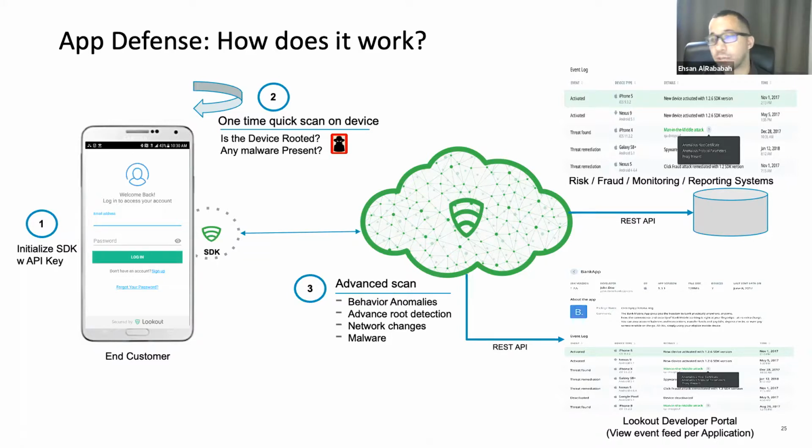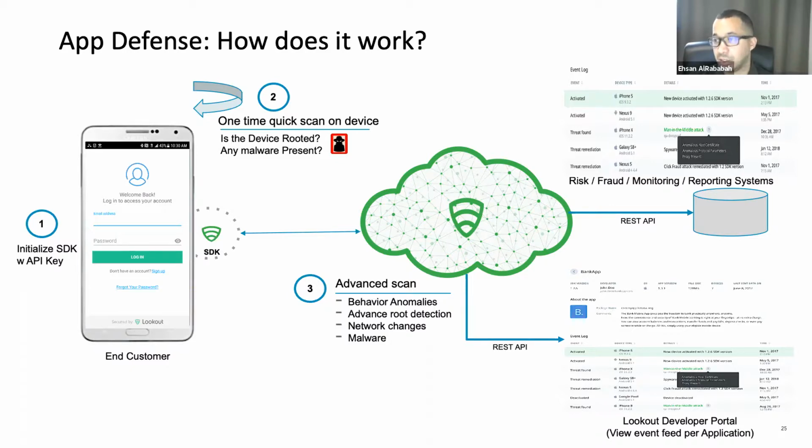The first one is from the SDK to the actual application. The SDK will provide callbacks to the actual application, and those callbacks will allow the app to take an action. So Lookout can inform the app if the device is rooted or there is a malicious application, and then the app will decide whether to allow the user full access, limited access, or no access at all.